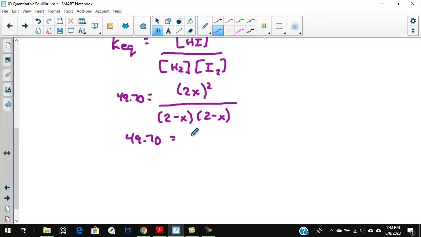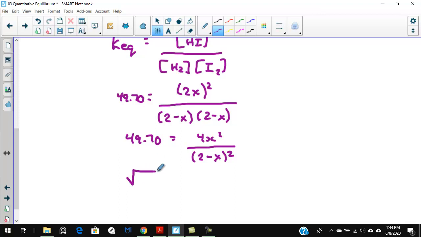49.70 is equal to 4x squared over, now you could FOIL these out and figure out everything there, but if you see this, you'll notice that it's actually 2 minus x squared. And this will let us jump out of this question just a little bit easier. If you went and expanded everything out, you'd end up using the quadratic equation to solve for x. But if you see this here, because that's a squared term and that's a squared term, what we can do then is take the square root of both sides.